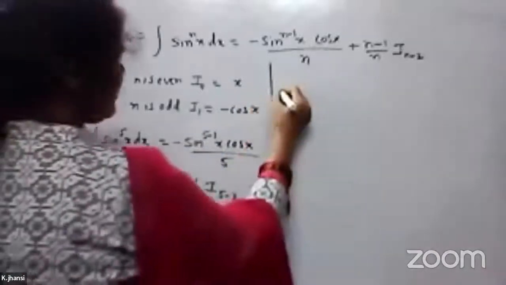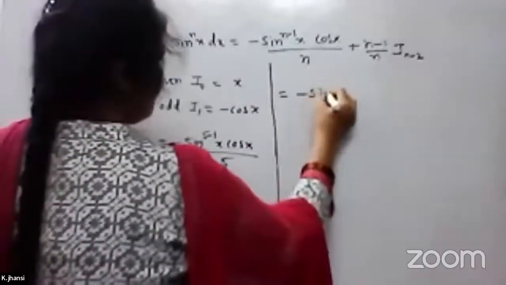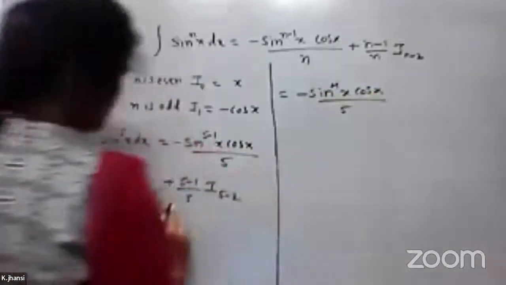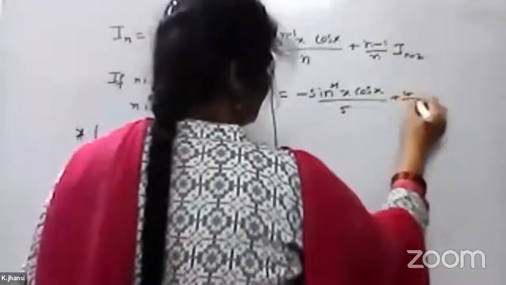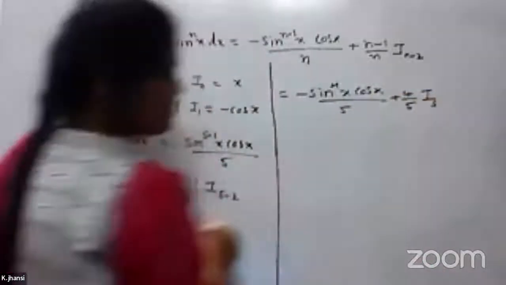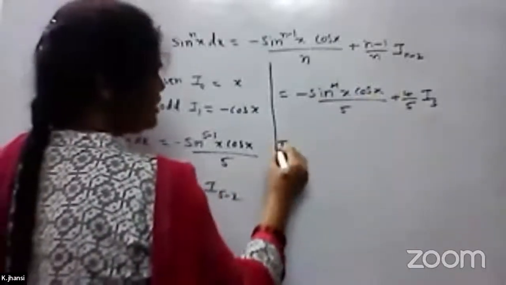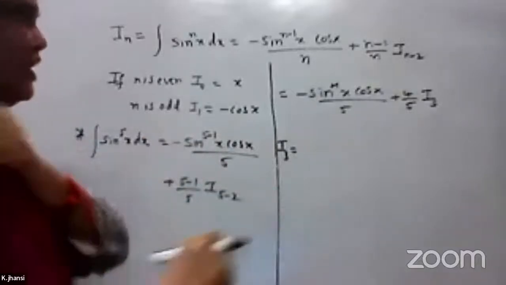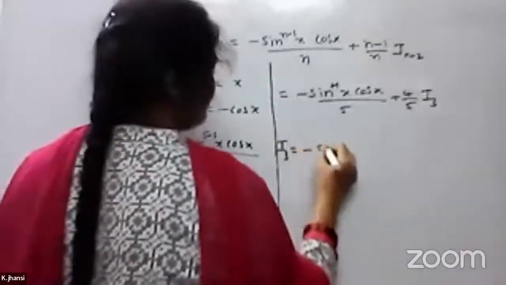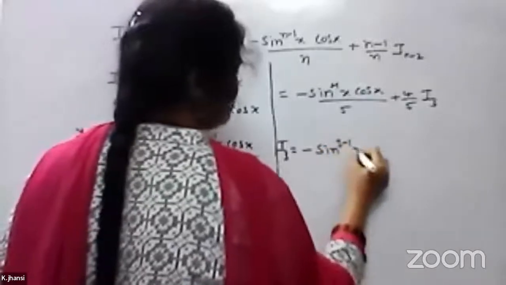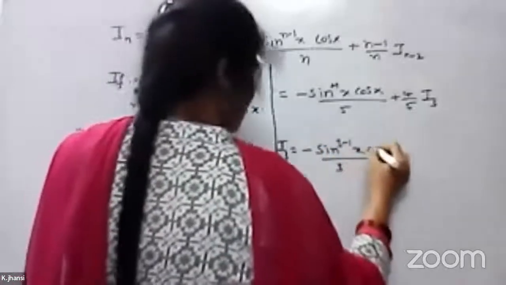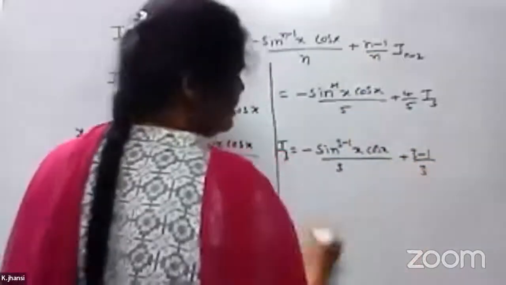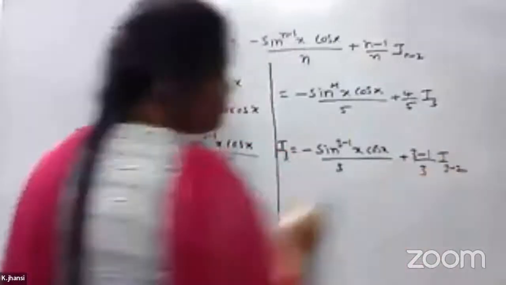So it is equal to minus sin^4 x cos x by 5 plus 4 by 5 I3. Okay. Now we need to find the I3. I3 equals, that means in place of n you substitute 3. So you will get minus sin^(3-1) x cos x by 3 plus (3-1) by 3 I(3-2).